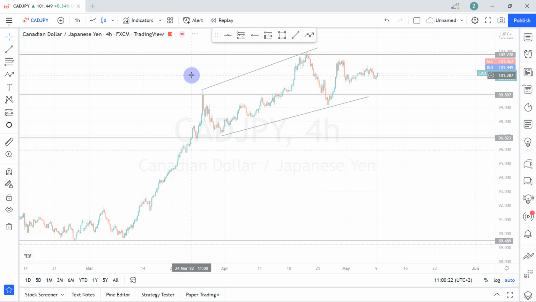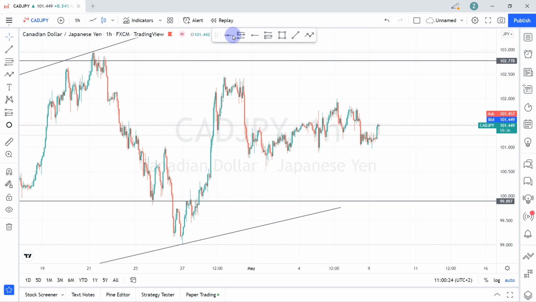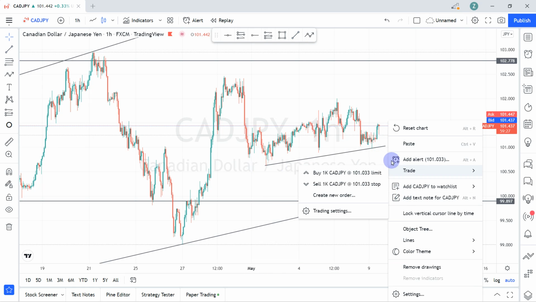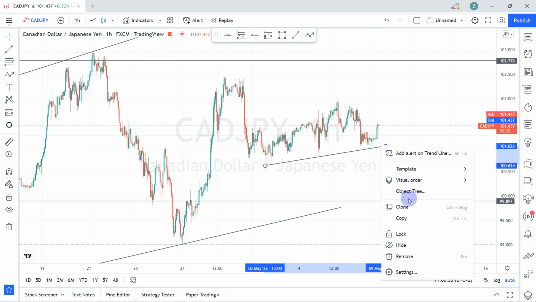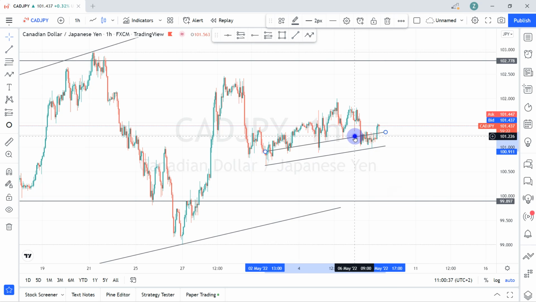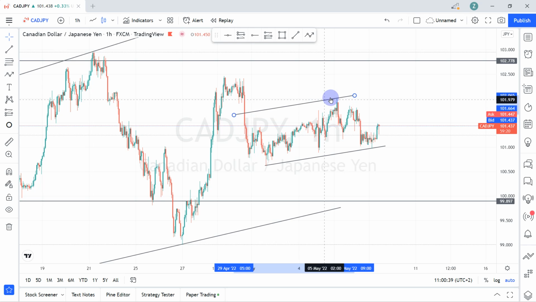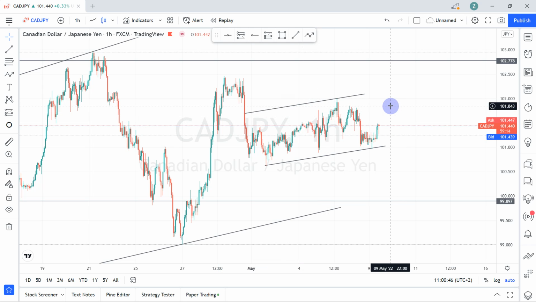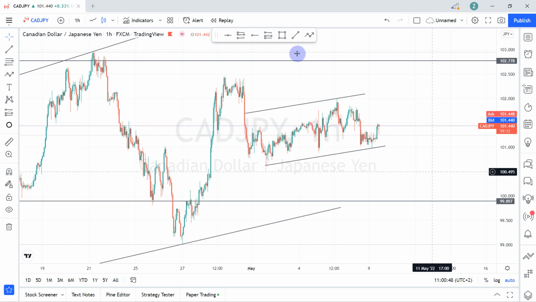So let's move to a lower time frame, which is the 1 hour time frame. On the 1 hour time frame, I'm seeing this trend. This might be a bearish trend. So here we can either look for buys and sells.